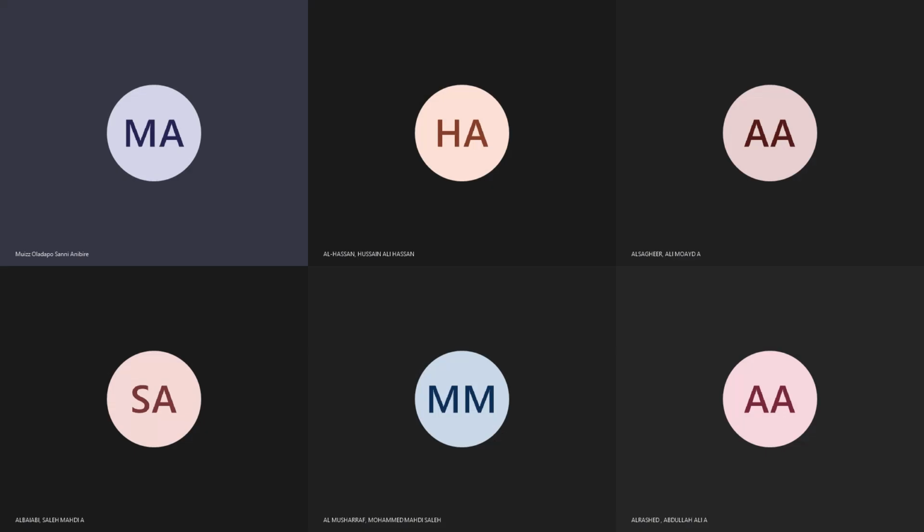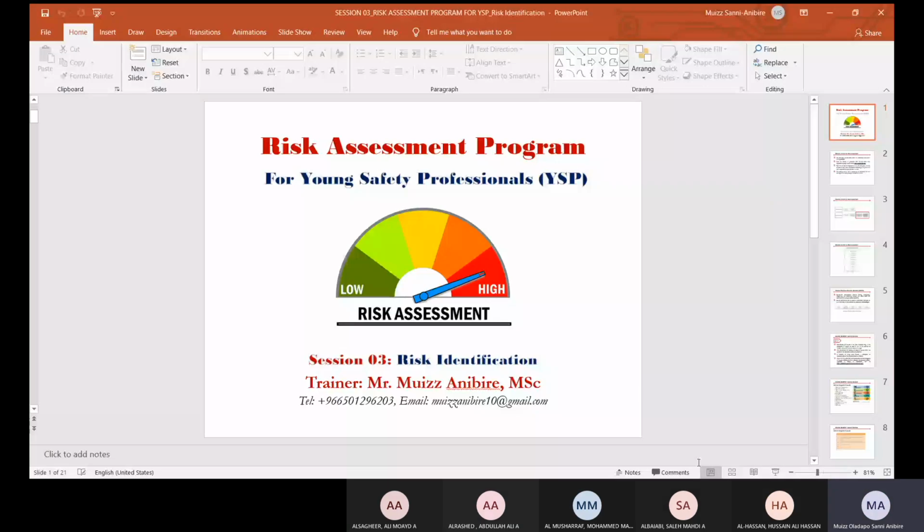Today our lecture is about risk identification. In the last lecture, we discussed the risk assessment process. And I told you that the risk assessment process starts with risk identification, risk analysis, and then risk evaluation. All right, so let's look at what risk identification is all about.